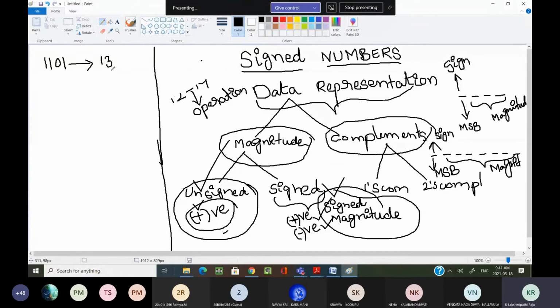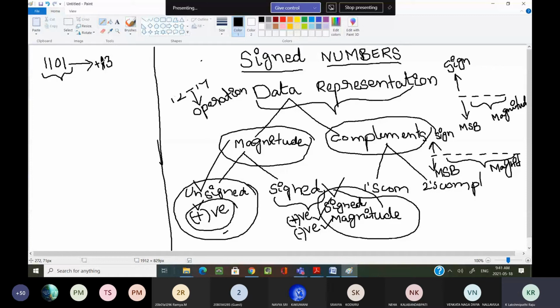Everyone, are you understanding what I'm saying? Yes, sir. If it is an unsigned number, it is plus 13 only. If it is a positive number, plus 13. But nowhere else am I mentioning the sign.